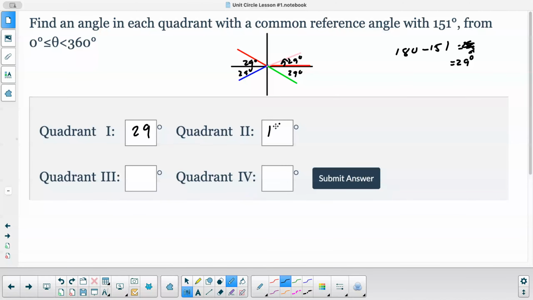Quadrant 2, we already said that was 151. Quadrant 3, I got to go all the way here and then 29 past 180. So 180 plus 29 is 209. And quadrant 4 is the green one. Whoops, I wanted to do it in green, sorry. It's all the way over here. So that's obviously 360 minus 29, 331.